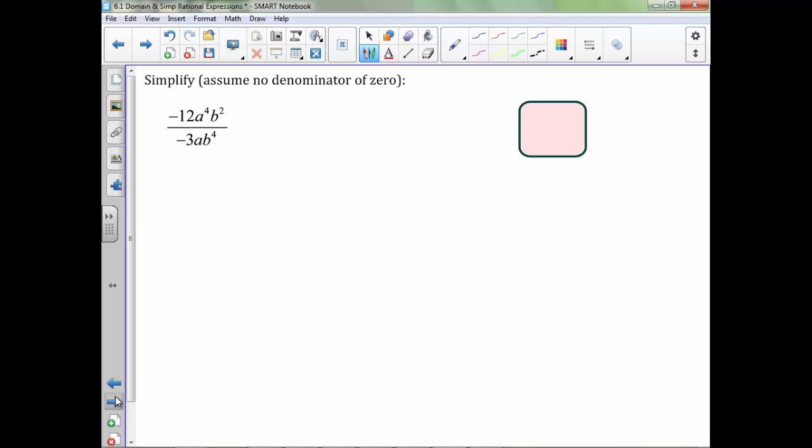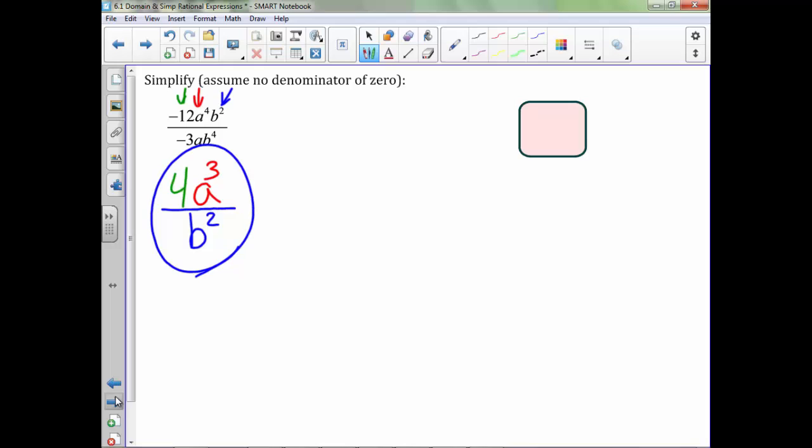So let's look at our coefficients. -12 divided by -3 is 4. Looking at our a's, we have a to the 4th in our numerator, 1a in our denominator, so we're left with a cubed. And then notice our b's. We have 2 b's in the numerator, 4 b's in our denominator, so we'll be left with b squared in our denominator.